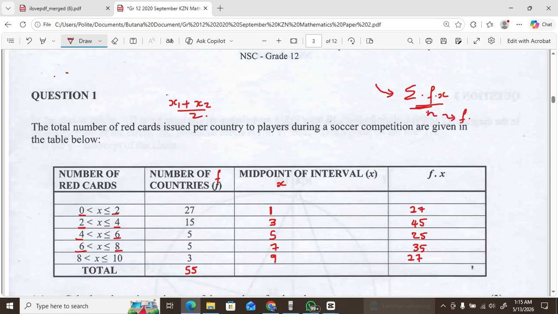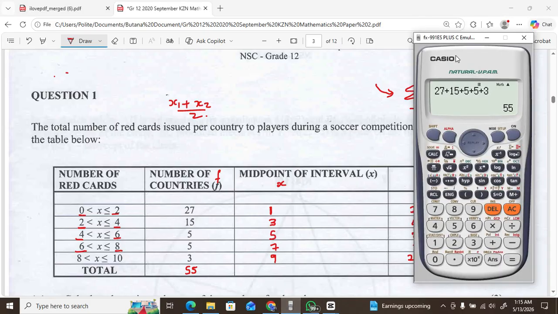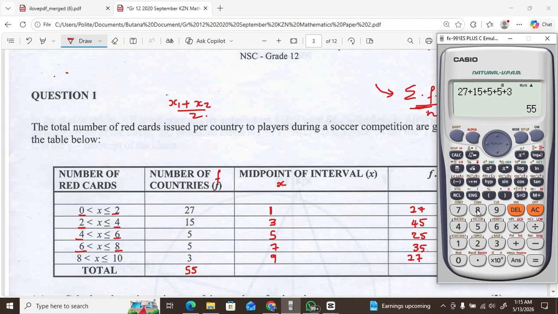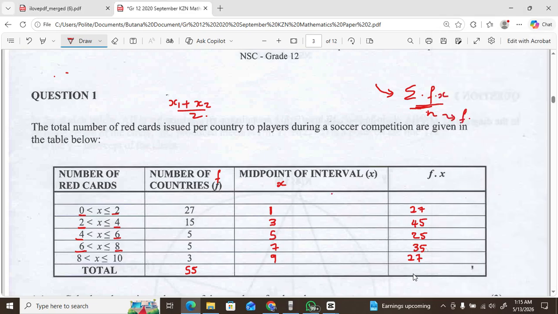Then we need to find the sum for those f times x. So let's quickly work on that. So this will be 27. We add that with 45. We add that with 25. We add that with 35 and plus 27. This gives us an answer of 159. So this will be 159.